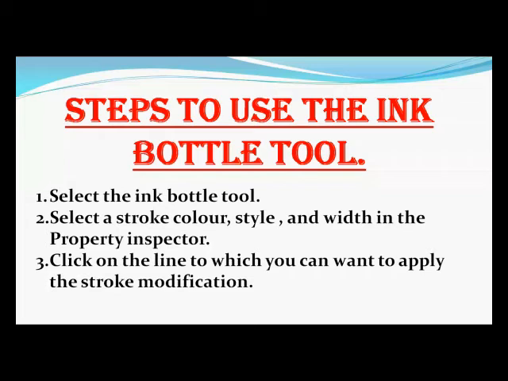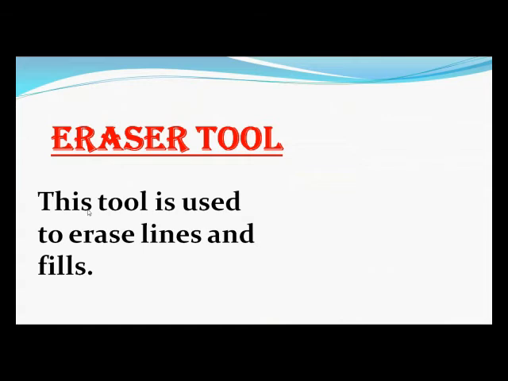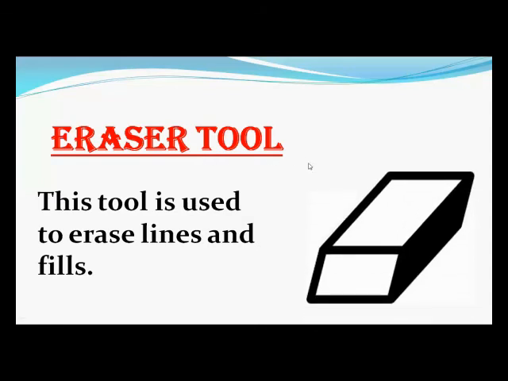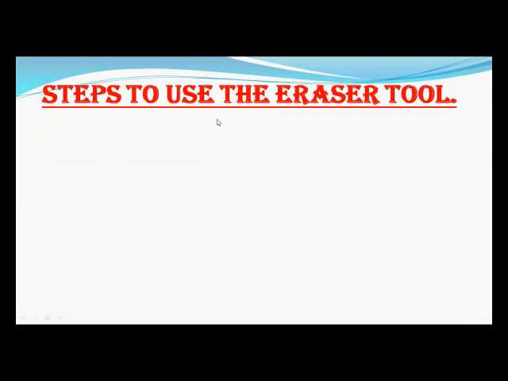Now let's move to the next slide, the eraser tool. The eraser tool is used to erase lines or fills. Line is the stroke, meaning the outline of the shape, and fill is the inside of the shape. So the eraser tool is used to erase both. If you want to erase a line, you can select the eraser tool, and if you just want to erase the fill, you can use the eraser tool for that as well. This is the icon of the eraser tool, how it looks in the tool panel of Flash.